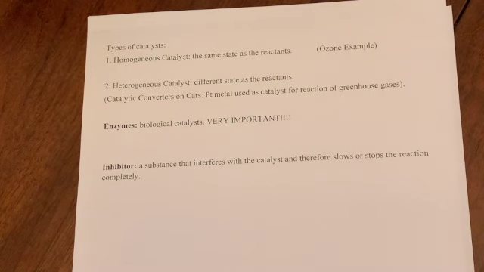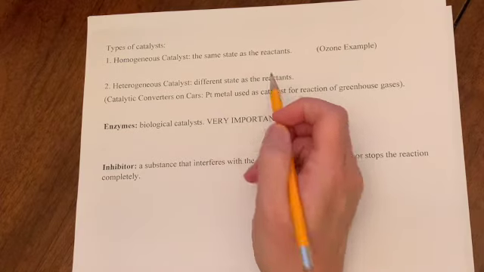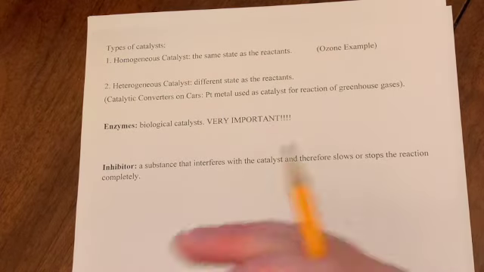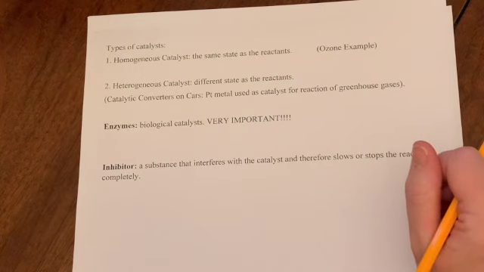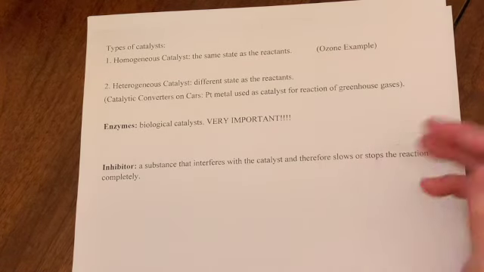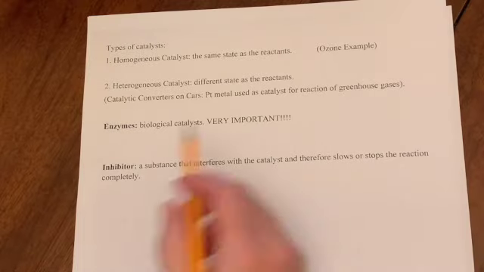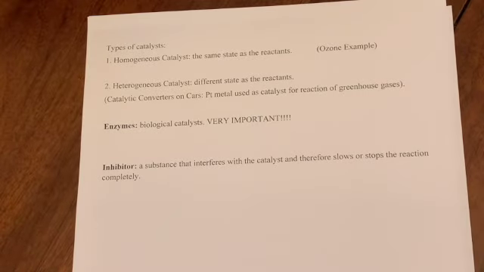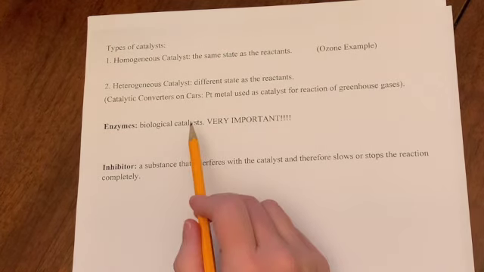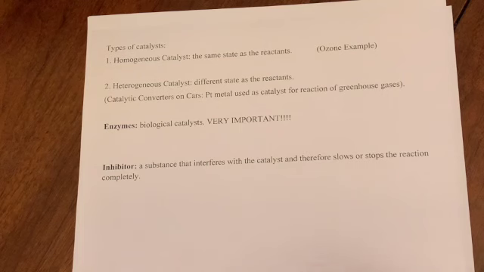You can also have heterogeneous catalysts, and heterogeneous catalysts are in a different state than the reactants. Oftentimes, you will have a heterogeneous catalyst when dealing with gases, and that catalyst will be a metal. An example is in combustion engine cars, where we have catalytic converters. These converters actually have platinum metal, and they are used as a catalyst for certain reactions to try and reduce those greenhouse gases.